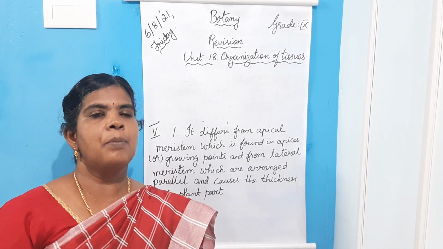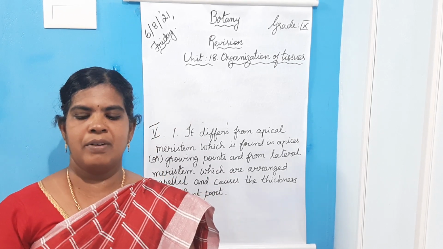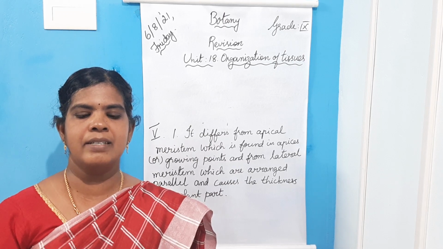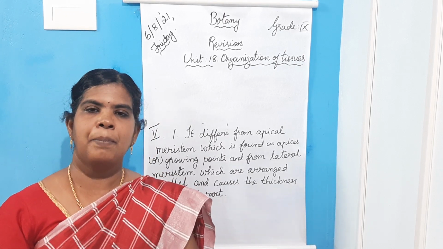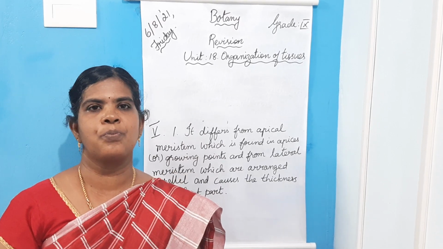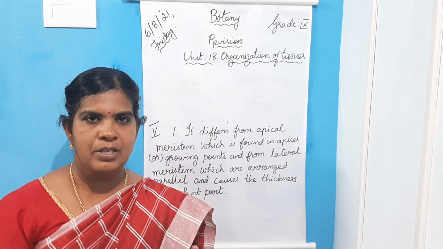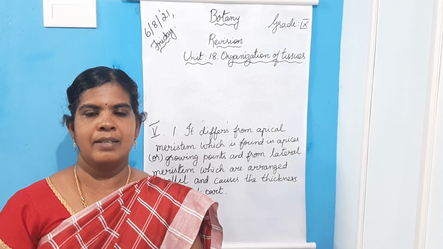Okay. Now, Roman number 4. State whether true or false. If false, correct the false statement. Question number 3. Parenchyma is a simple tissue. It is true. Parenchyma is a simple tissue.